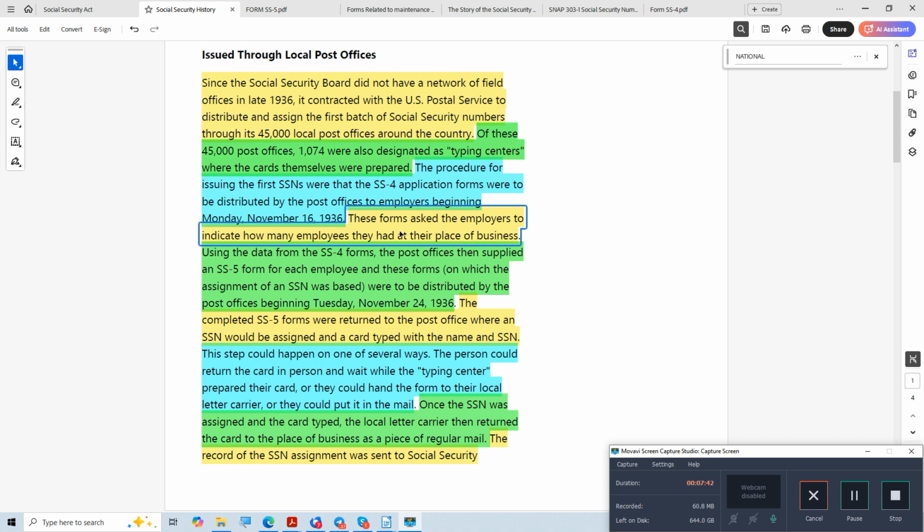All right, so back to this. The forms ask employers to indicate how many employees they had at their place of business. Well, they used to. So using the data from the SS4, the post office then supplied the SS5 form for each employee, and these forms, on which the assignment of an SSN was based, were distributed by the post offices beginning Tuesday, November 24, 1936. The completed SS5 forms were returned to the post office, where an SSN would be assigned and a card typed with the name of an SSN.